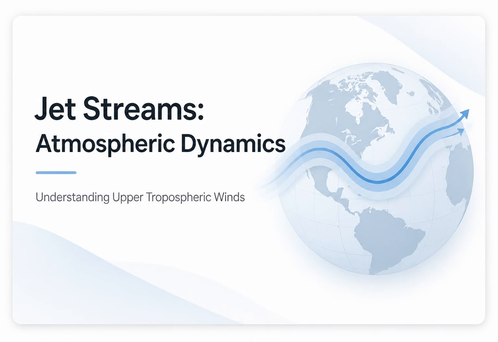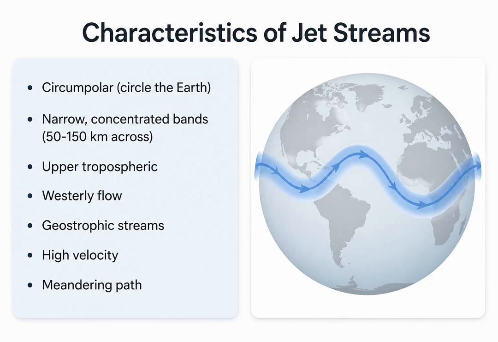Today, we are going to explore the fascinating high-altitude winds that circle our globe, shaping weather patterns and driving atmospheric circulation. Let's start by defining what jet streams actually are. They are narrow, concentrated bands of air flowing in the upper troposphere. They are circumpolar, meaning they circle the Earth with the poles as their centers.